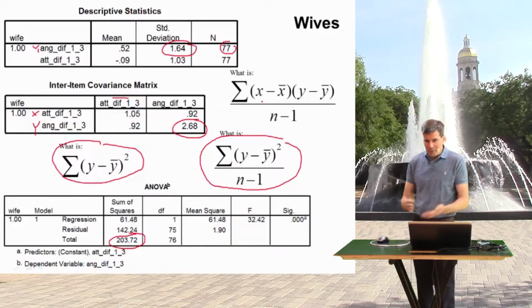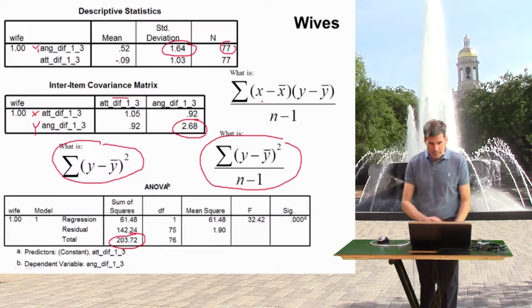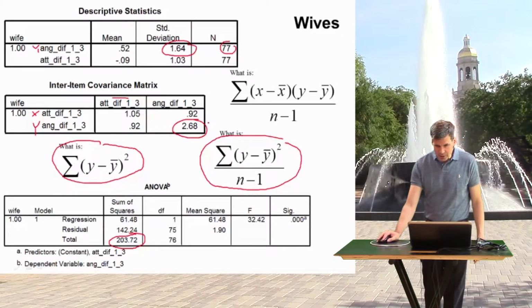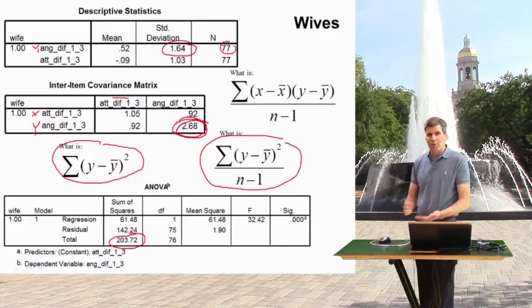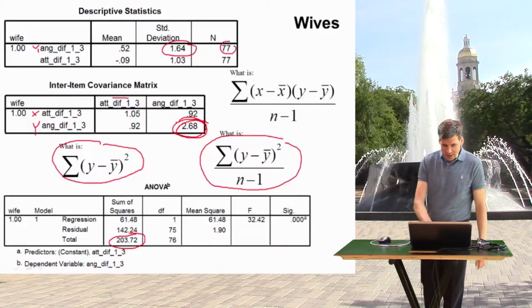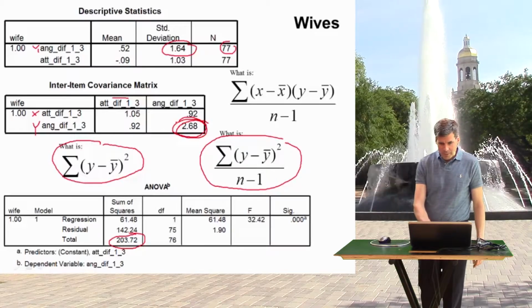So there's actually a few different ways you could get at that same thing, although the simplest is to just go to your variance covariance matrix. It's printed right there for you. You don't have to calculate anything. That would be the ideal way to do it: just get it off your variance covariance table.